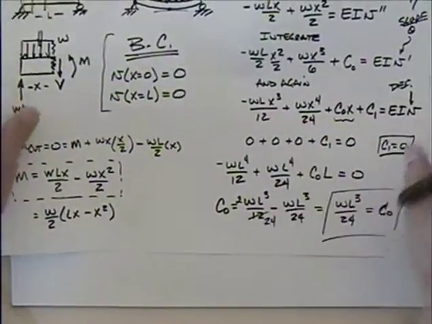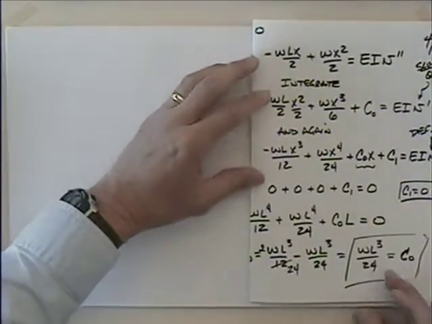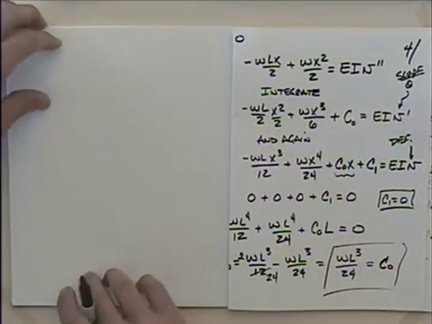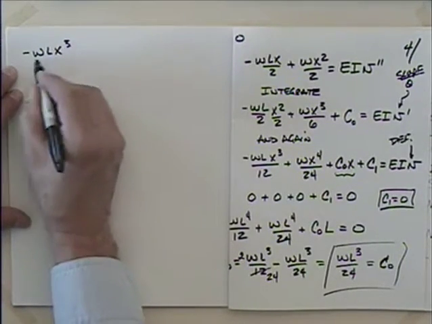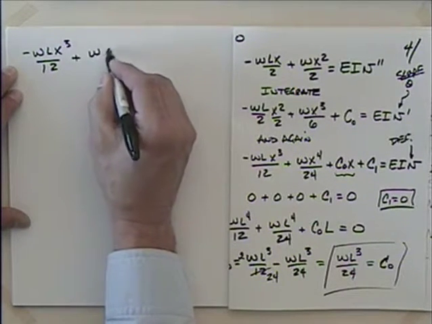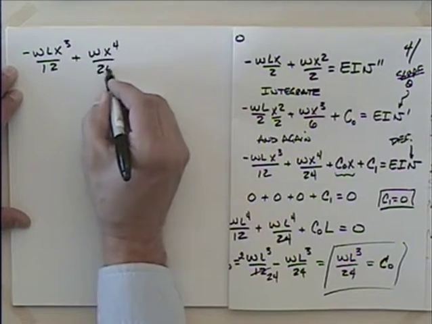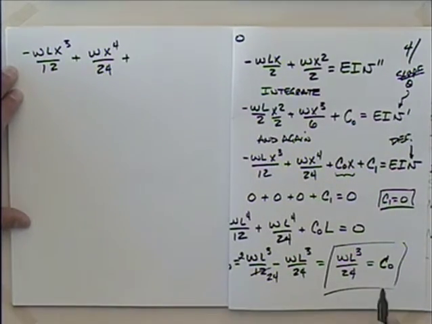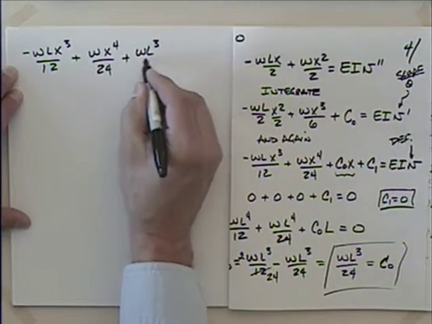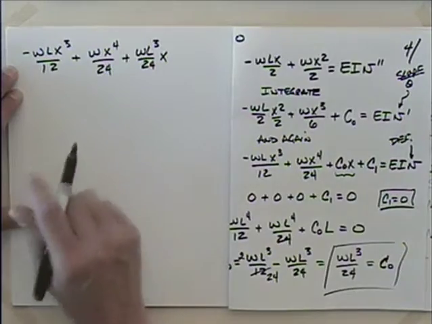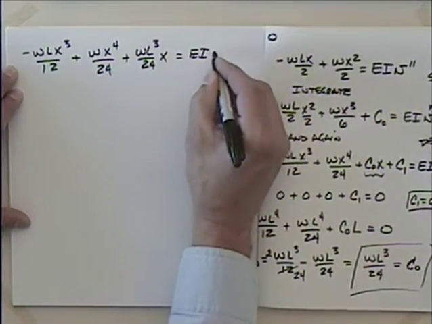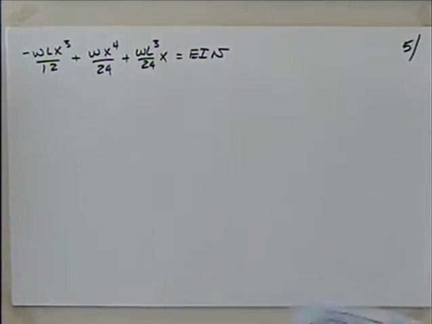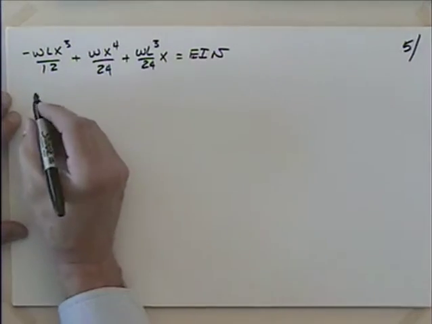So we're going to plug these into that equation right there. So we can say that we have minus WLX cubed over 12 plus WX to the 4th over 24 plus C naught, which is WL cubed over 24 times x, plus C1, which is 0, so I don't have to worry about that, is equal to EI times the deflection V. So with that, I'm going to solve for the deflection V.